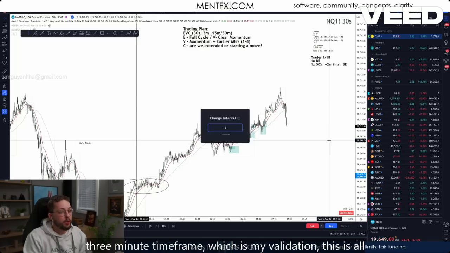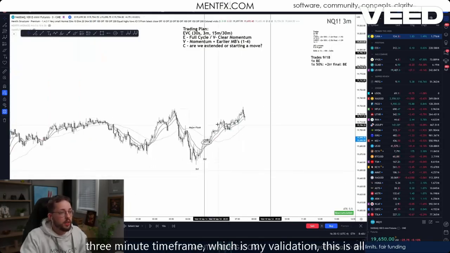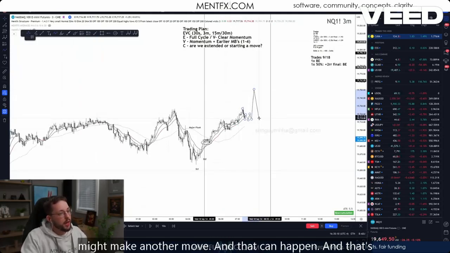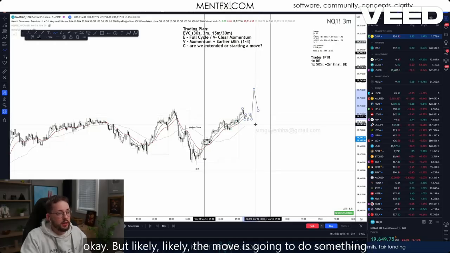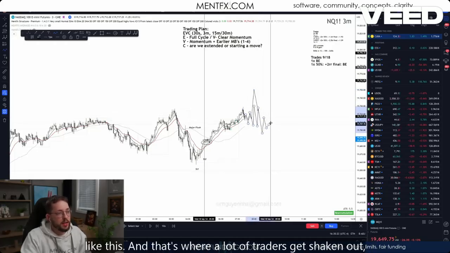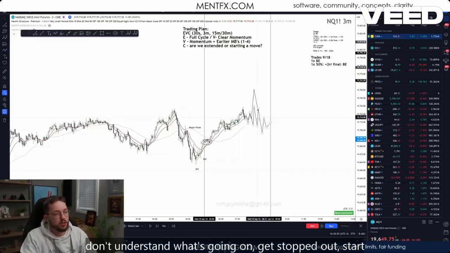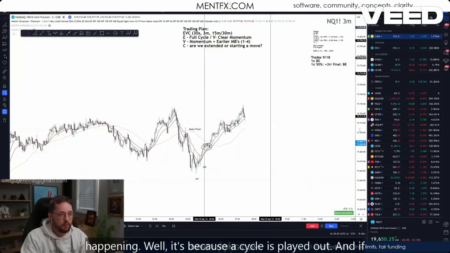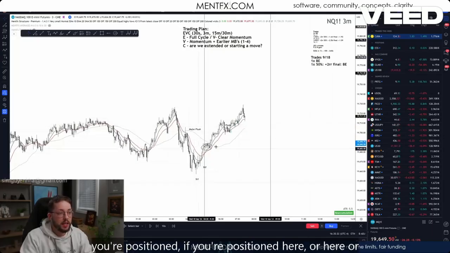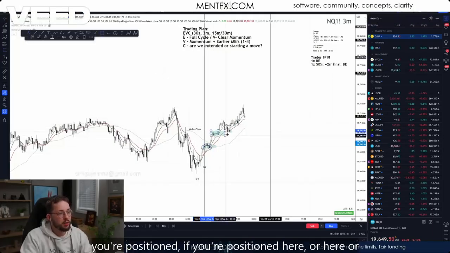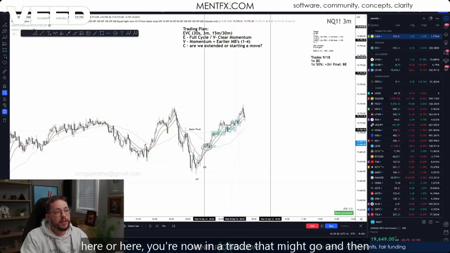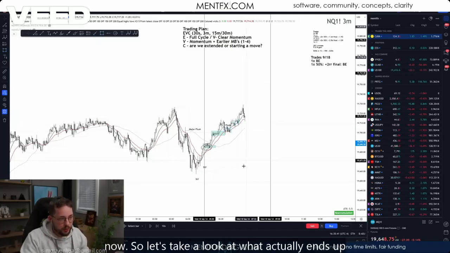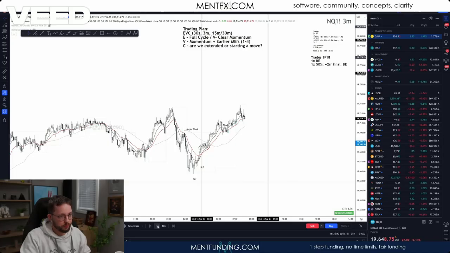So I know on the 3-minute time frame, which is my validation, this is all for the purpose of probably establishing some chop. Yes, it might make another move, and that can happen, and that's okay. But likely, the move is going to do something like this, and that's where a lot of traders get shaken out, don't understand what's going on, get stopped out, start getting faked out, and don't know why it's happening. Well, it's because a cycle has played out, and if you're positioned here or here or here or here, you're now in a trade that might go, and then you can hold for a good trail, or it's going to collapse now. So let's take a look at what actually ends up happening.